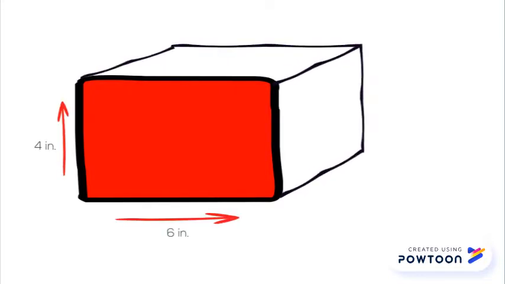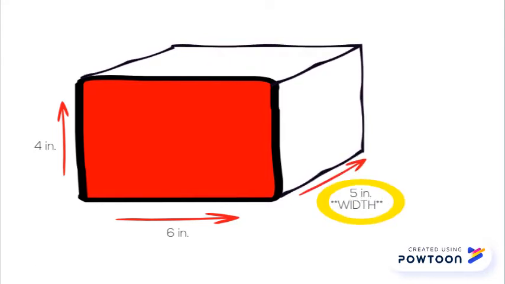To answer this question, let's focus on the dimensions we see in this shape. Right now, I see two dimensions. The length is 6 inches and the height is 4 inches. But when this becomes a three-dimensional shape, I see a third dimension.